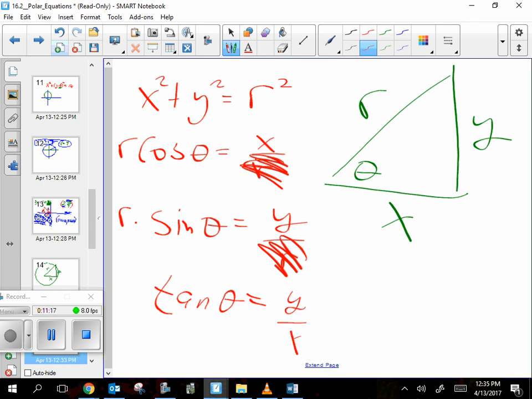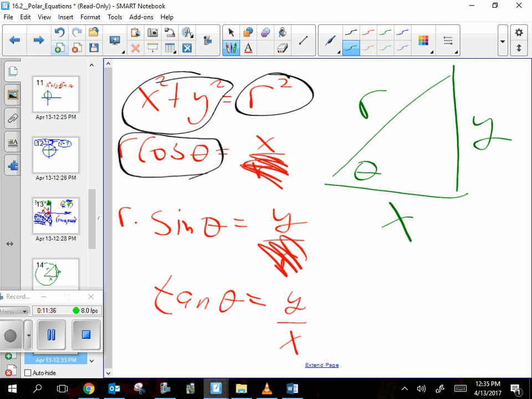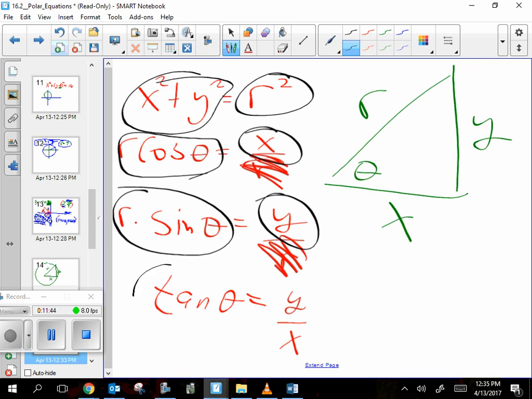Y over x. Notice the first one where I didn't have to tweak the equation so that I could keep the polar separate from the rectangular. Do you get rectangular? Polar. Here's the polar part. Rectangular. You want to separate them. You want to keep them separate. Polar. Rectangular. Polar.